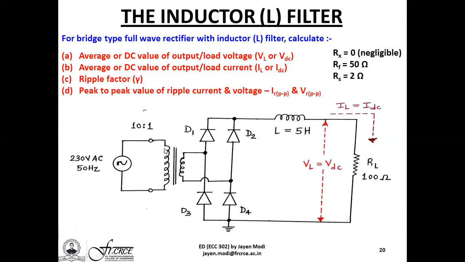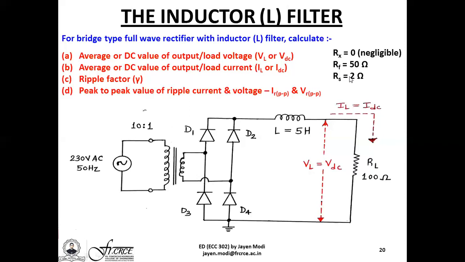We again have a typical setup, 230 volts AC 50 hertz, and the transformer turns ratio is 10:1. Now, what is given is that Rx is equal to 0, meaning that the internal resistance of the transformer secondary winding is assumed to be 0. The diodes have an internal resistance of 50 ohms each, and the internal resistance of the inductor or the coil is given as 2 ohms. So we have Rx is equal to 0, Rf is equal to 50 ohms, and Rs will be equal to 2 ohms.